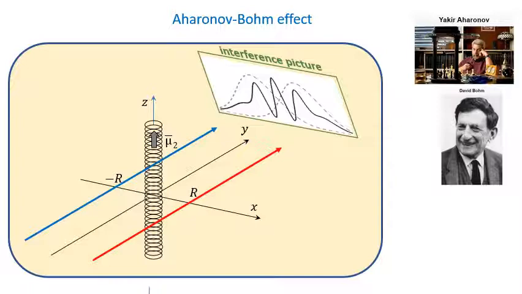Therefore, one could expect that the interference picture would not be affected by magnetization. However, Aharonov and Bohm predicted that the interference fringes will shift depending on μ2. They calculated the magnitude of the shift, and this calculation agreed exactly with actual measurements performed many years later.